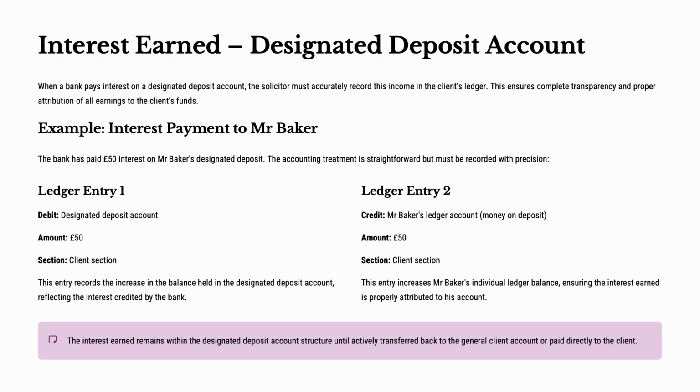That simply shows the deposit increased by 50, and that 50 is allocated to Mr. Baker. In practice, this keeps the ledger transparent and avoids any suggestion of the firm benefiting from client interest. So we need to keep in mind both of these entries.